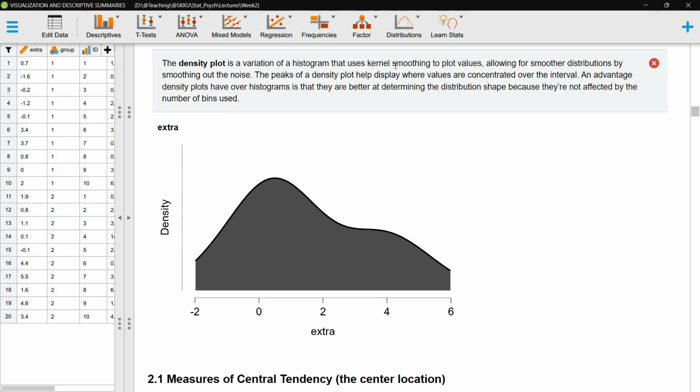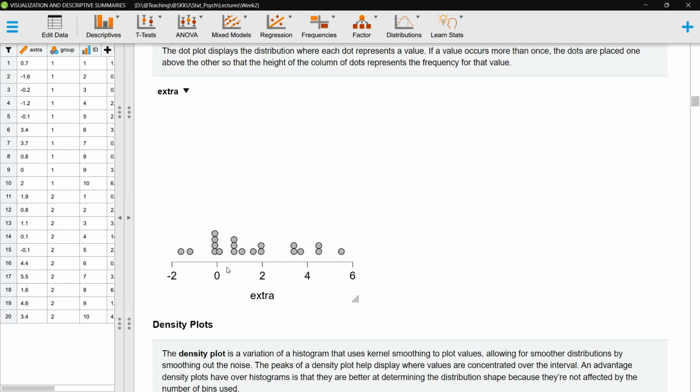distributional visualization. The peaks of a density plot help display where values are concentrated over the interval. So in this case, we see that these areas are the peak areas, right? So we say that there are many observations here, right? And we already know that this area has a lot of observations, right? This area.